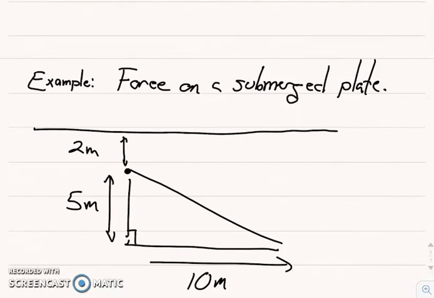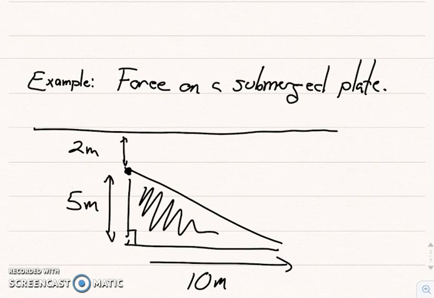Now we'll do another example. We will calculate the force exerted by water on a submerged plate. This time, the plate is in the shape of a right triangle, as we can see here. For this example, we suppose the plate is submerged so that its top vertex is 2 meters below the surface of the water. The plate has a short vertical leg of 5 meters and a long horizontal leg of 10 meters. So what is the total force exerted on this plate by water?